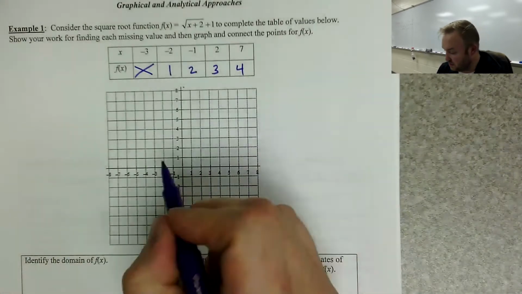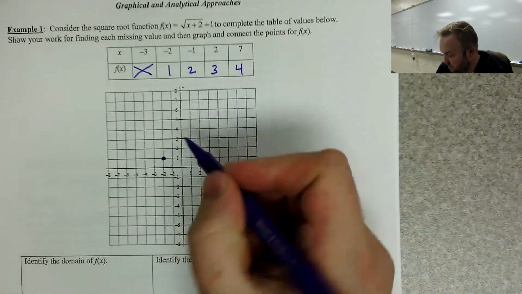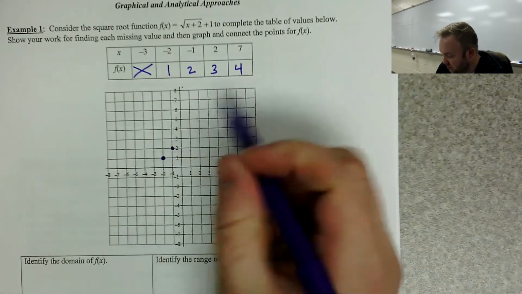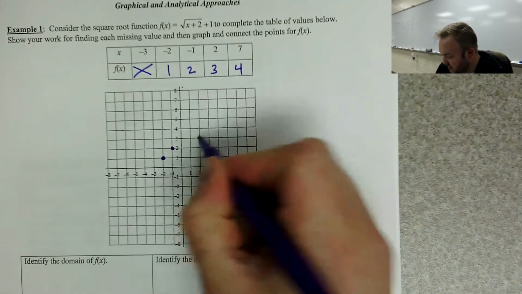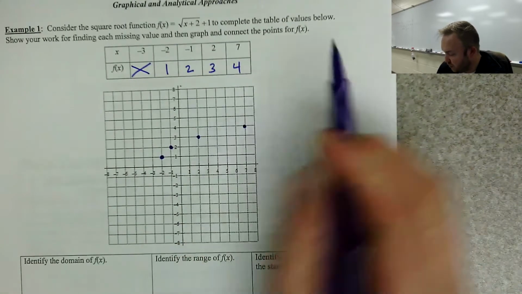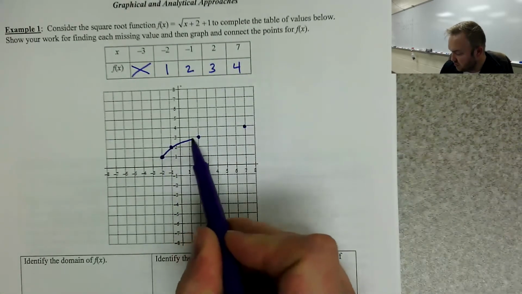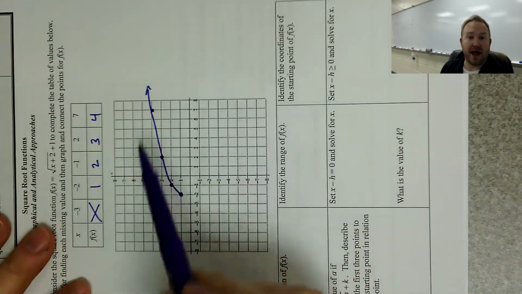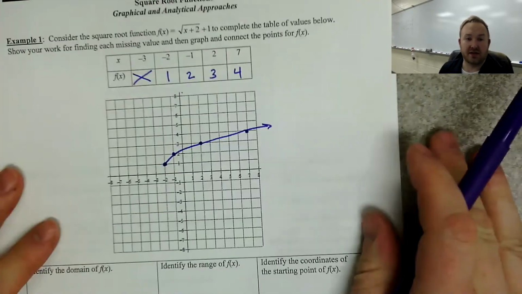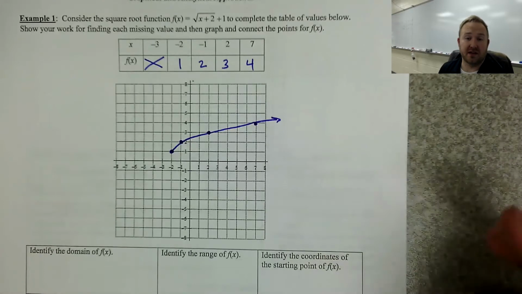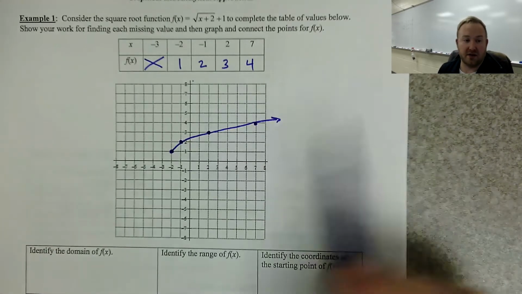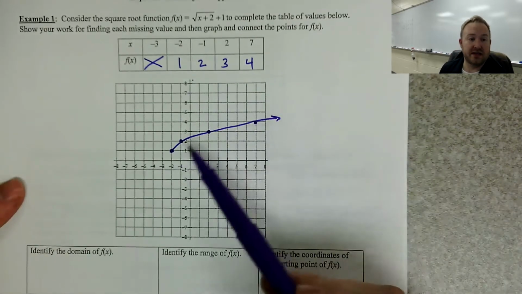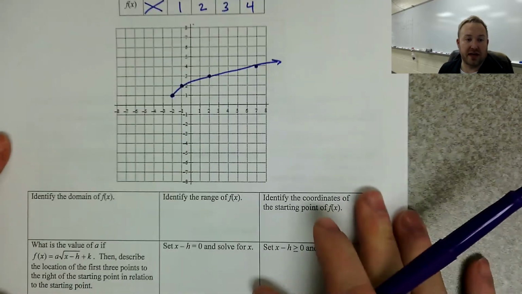Okay, let's go and plot these points. -2, 1, -1, 2, 2, 3, and 7, 4. And our square root function looks kind of like that. And this is absolutely half of a parabola. It's just turned on its side. It is, and that's because it's the inverse of a quadratic function. So this is indeed half of a parabola just laying on its side.